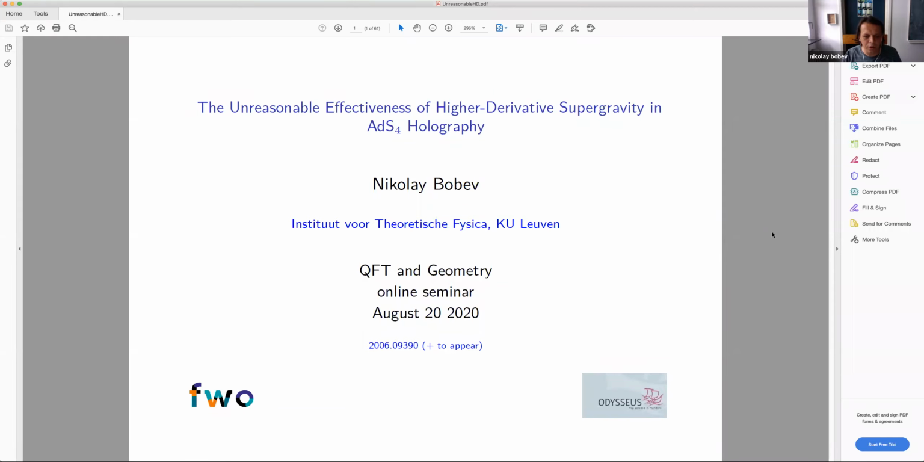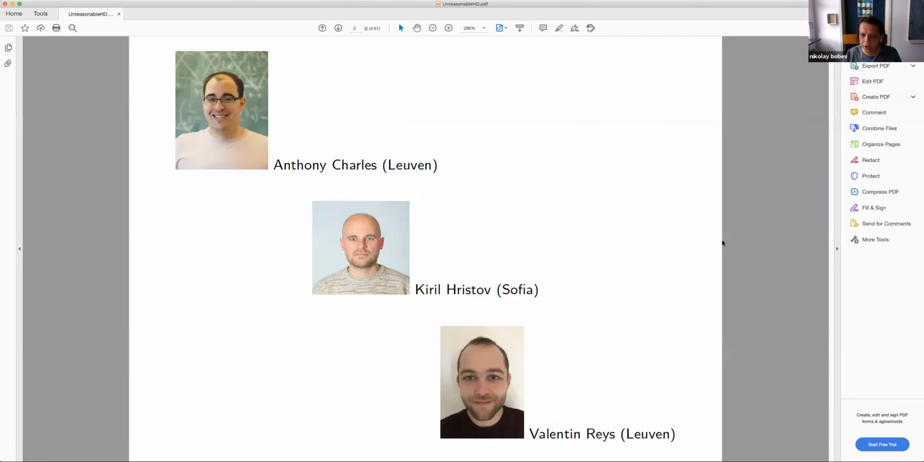Okay, I'm going to talk about work that I did with these people that you see on the picture. So Anthony and Val are postdocs in Leuven, and Kirill is a researcher in Sofia. And by the way, I'd like it a lot if you interrupt me and ask questions during the talk so that it doesn't feel like I'm speaking into the void.